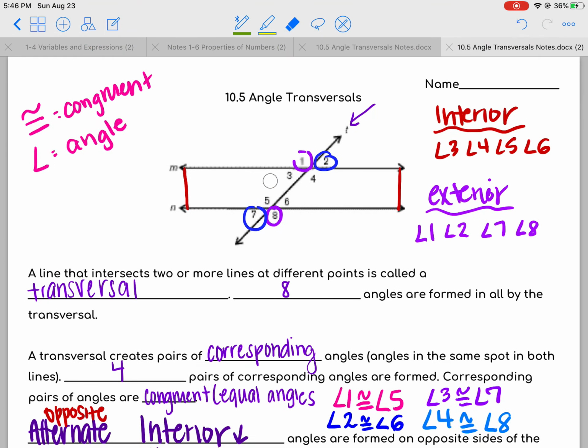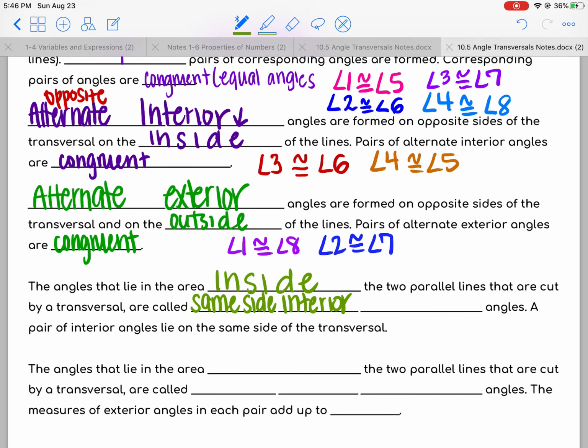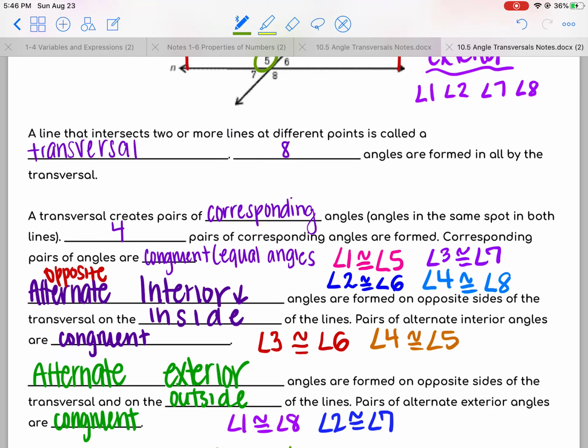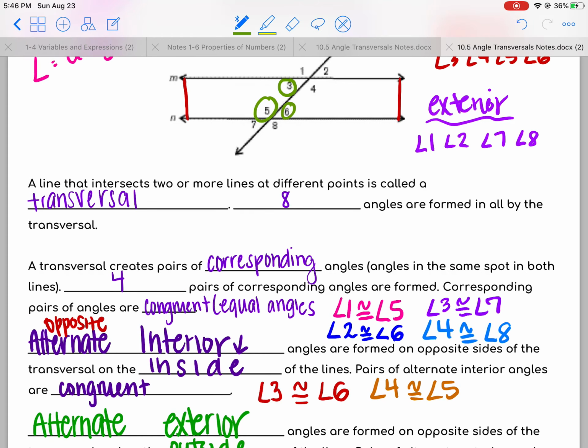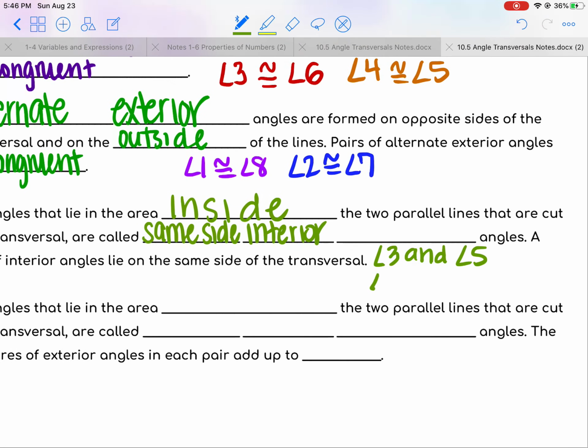So now, my same side interior, remember, is 3, 4, 5, and 6. 3 is on the same side of my transversal T as angle 5. We're not going to use my congruent symbol, so we're just going to say you have angles 3 and 5, which leaves angles 6 and 4 as the other pair of same side interior angles.